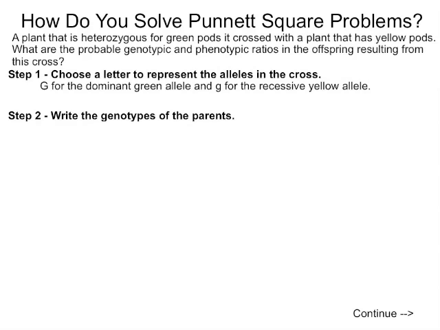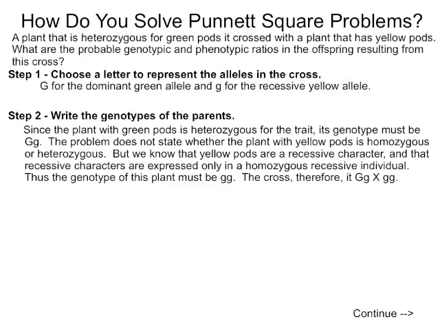Next, we're going to write the genotypes of the parents. Since the plant with green pods is heterozygous for the trait, its genotype must be big G, little g, heterozygous meaning that we have two different alleles. The problem does not state whether the plant with yellow pods is homozygous or heterozygous, but we know that yellow pods are a recessive characteristic, and recessive characteristics are only expressed if it's homozygous recessive. So the genotype for the yellow plant must be little g, little g. And so our cross is therefore big G, little g cross little g, little g.